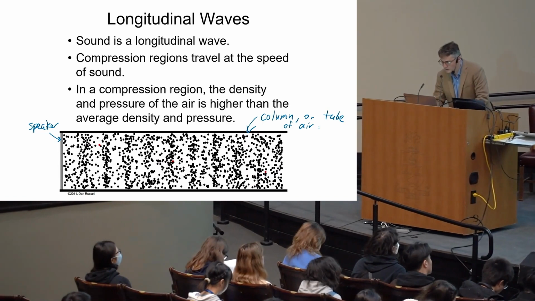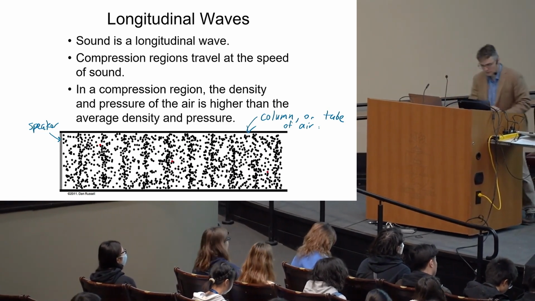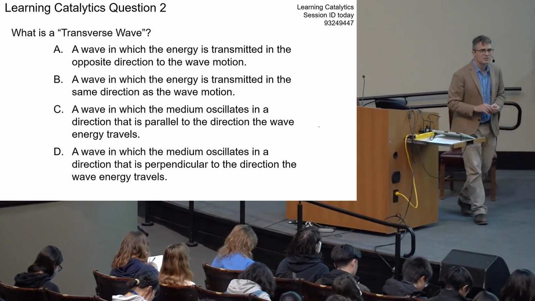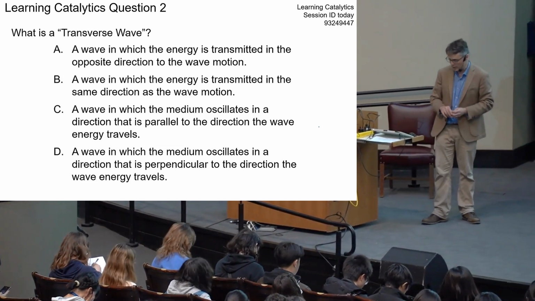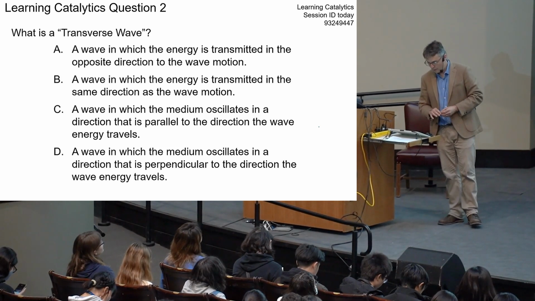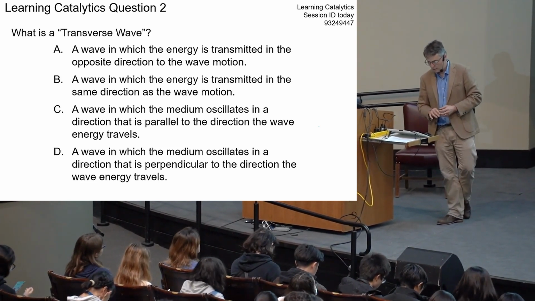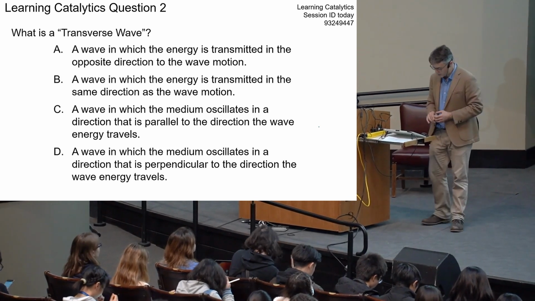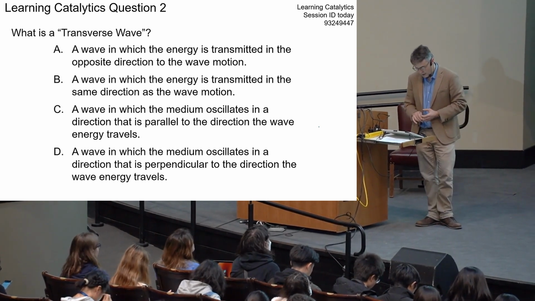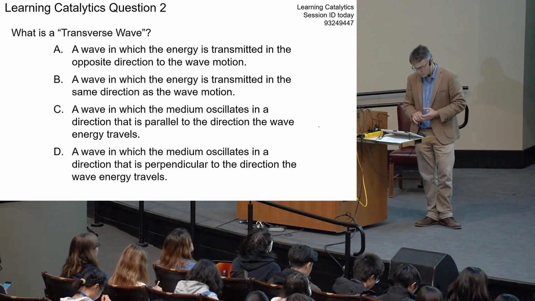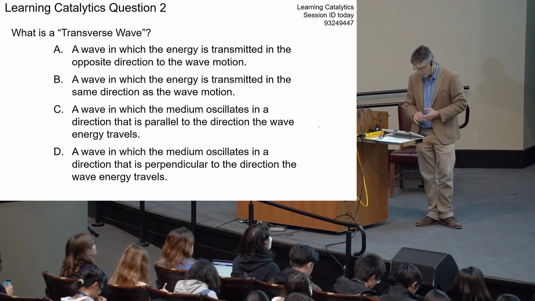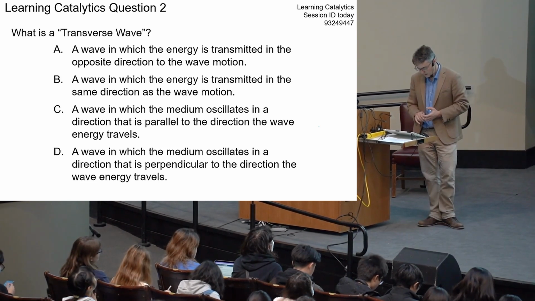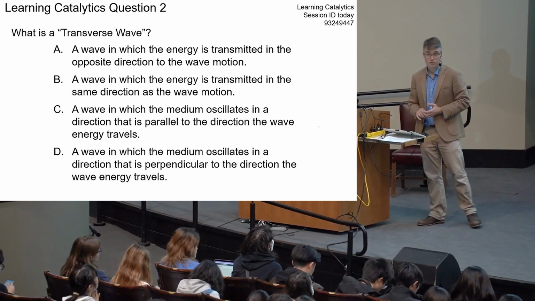Let's do Learning Catalytics, which we haven't done in a while. Which of these definitions best matches a transverse wave? A, a wave in which energy is transmitted in the opposite direction to the wave motion. B, a wave in which the energy is transmitted in the same direction as the wave motion. C, a wave in which the medium oscillates in a direction that is parallel to the direction the wave energy travels. Or D, a wave in which the medium oscillates in a direction that is perpendicular to the direction the wave energy travels.